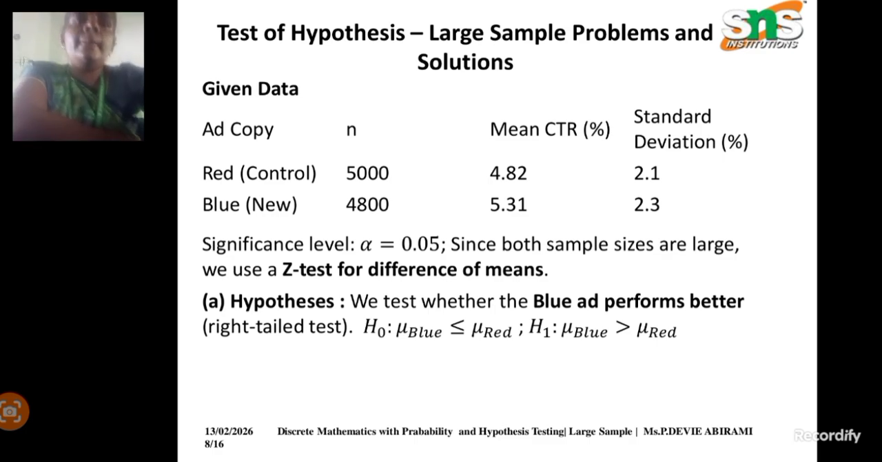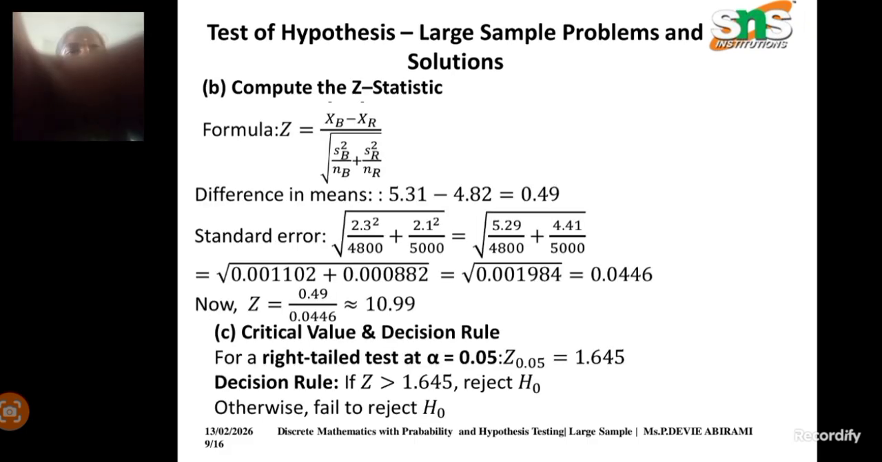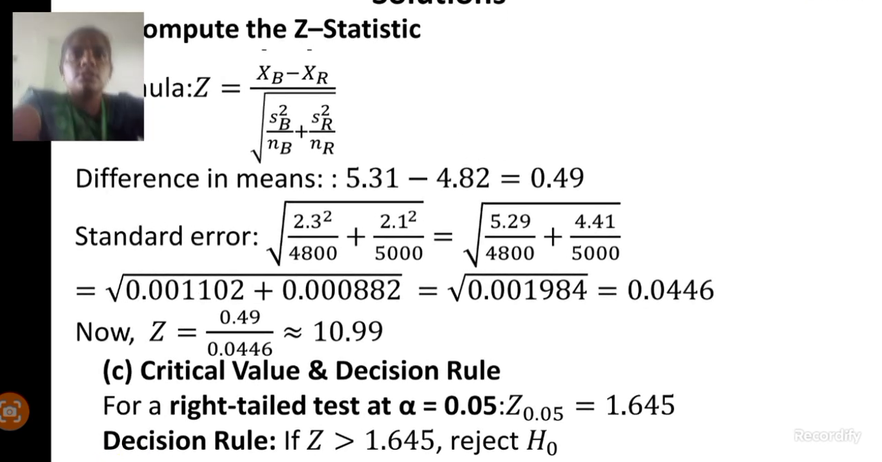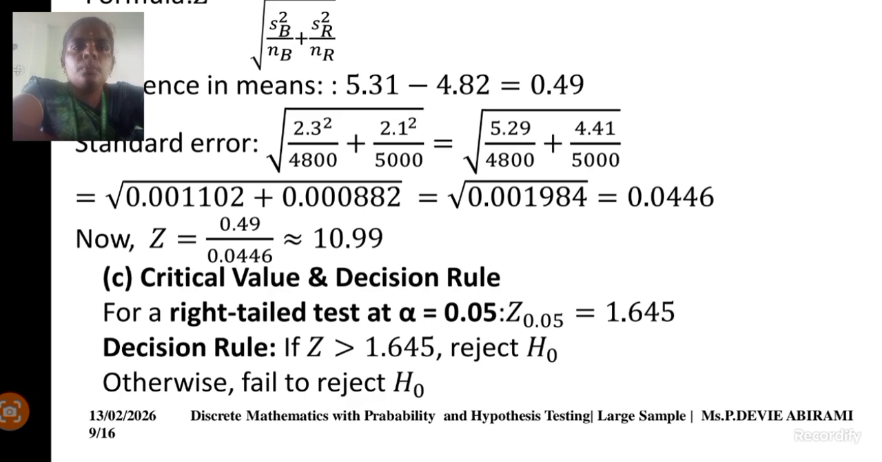There are two types of hypothesis I am going to define here. If the null hypothesis holds, that is less than or equal to, then we conclude that the null hypothesis is accepted. If not, we go with the alternate hypothesis. The alternate hypothesis is that the blue model is greater than the red model. So by using my formula, x B is the blue model and x R is the red model. My denominator and numerator values are calculated separately to calculate the standard error also. By calculating, the approximate answer is 10.99, whereas my critical value is 1.645.